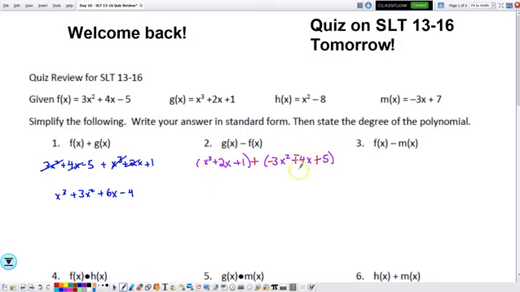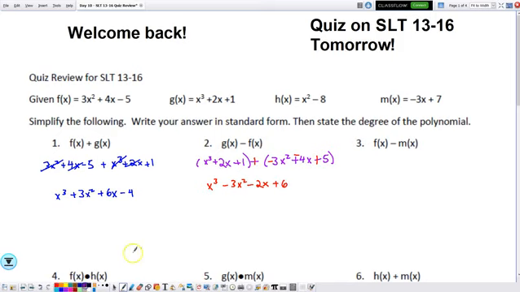So here we go. Now I'm just going to pretend the parentheses aren't there. I could rewrite the problem, but I'm not going to. And minus 3x squared minus 2x, because the 2x minus 4x, and then plus 6.